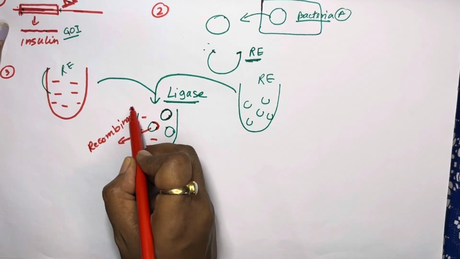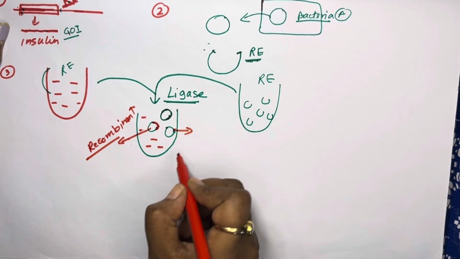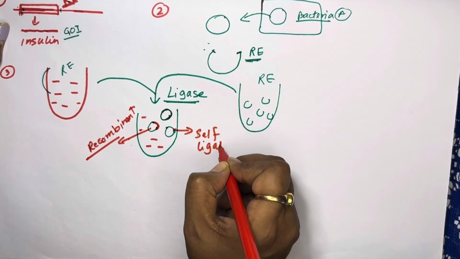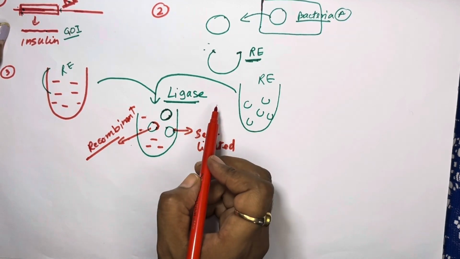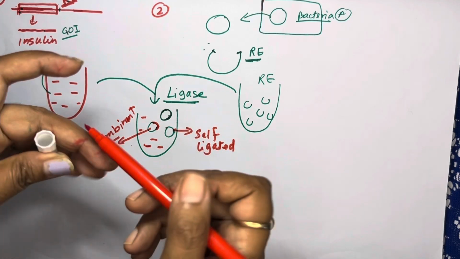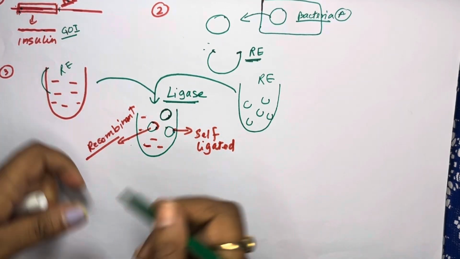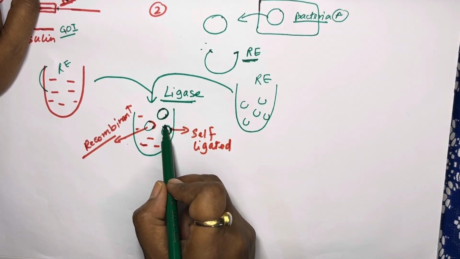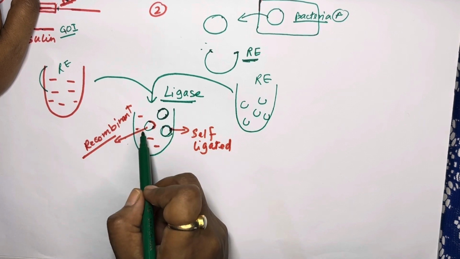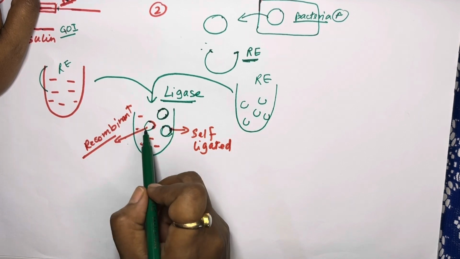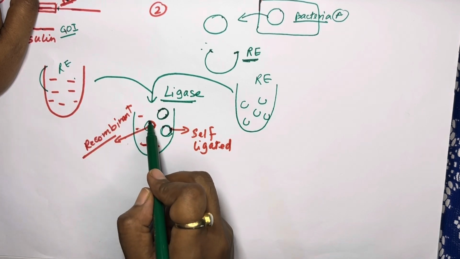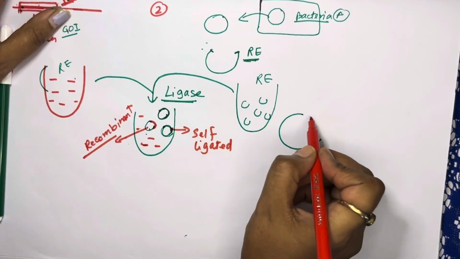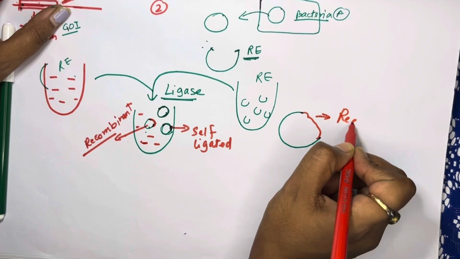This is our requirement. And the plasmid which has done self-ligation will be called self-ligated, because the ligase enzyme's role is just to join. It does not know whether it has to join the recombinant one or the self-ligated one. So here we will get two types of things. The plasmid will join to its own cut ends, or sometimes the plasmid can join with our gene of interest. Whenever we get this type of DNA molecule, it will be called recombinant DNA molecule.